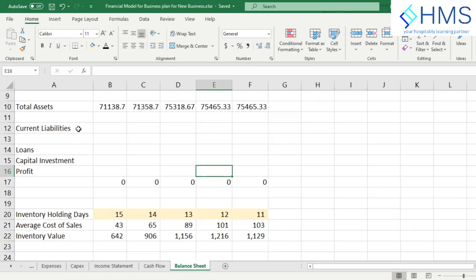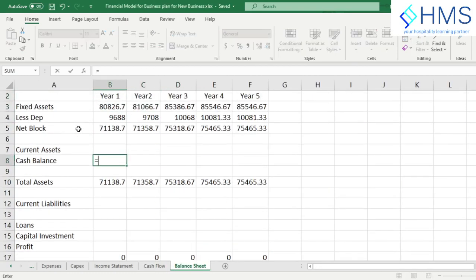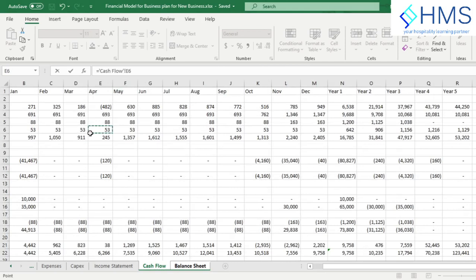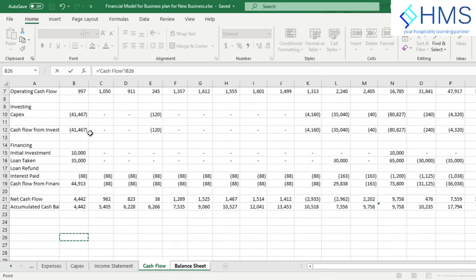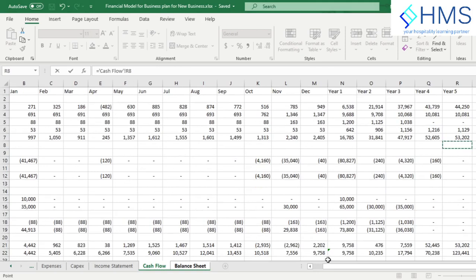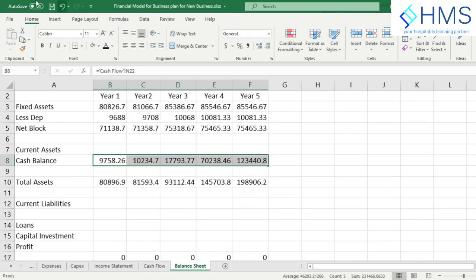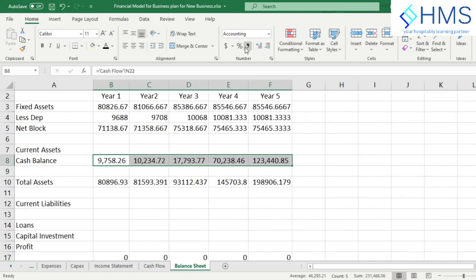That's what our cash flow is going to be. Our cash is going to be here. It may or may not tally together. Let's see how it comes out. Our cash flow at the end of the year is 9,758, and that's the amount of our cash flow.